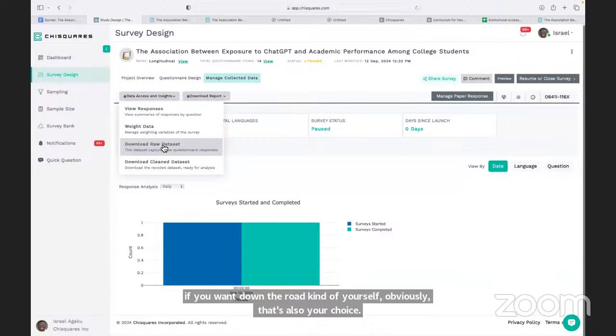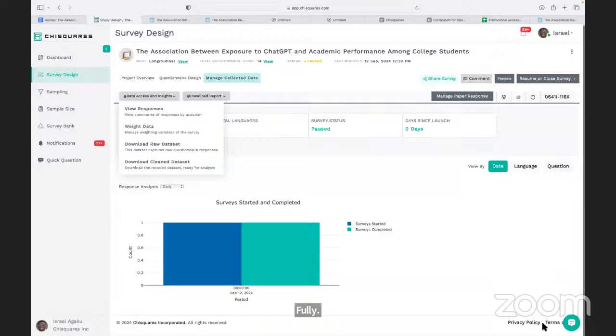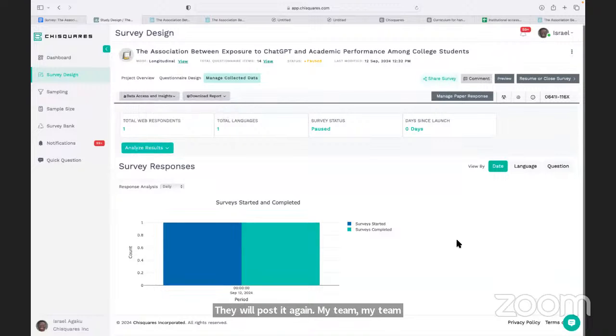Wow. Okay, can I provide more details about the children? Nasiru, you may need to unmute yourself and speak so you can ask your question fully. The survey link was posted. My team members will post it again.